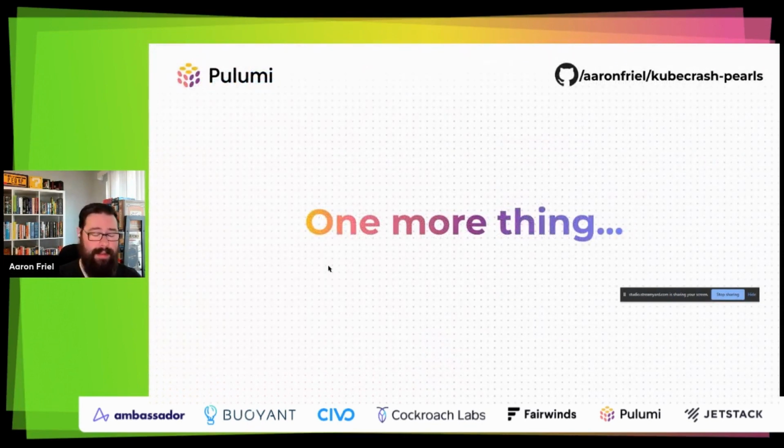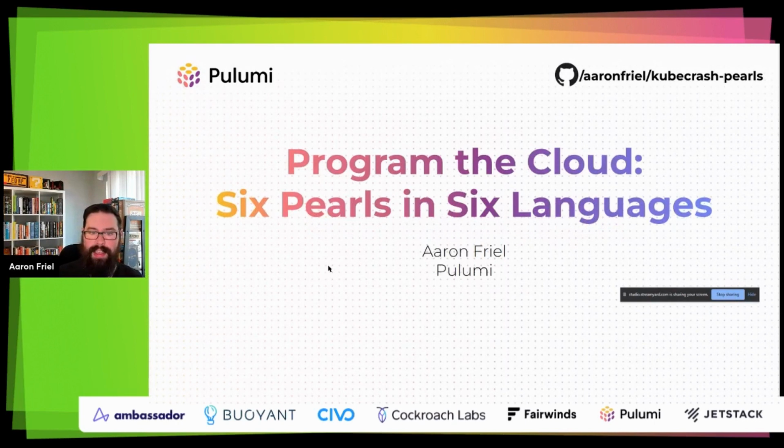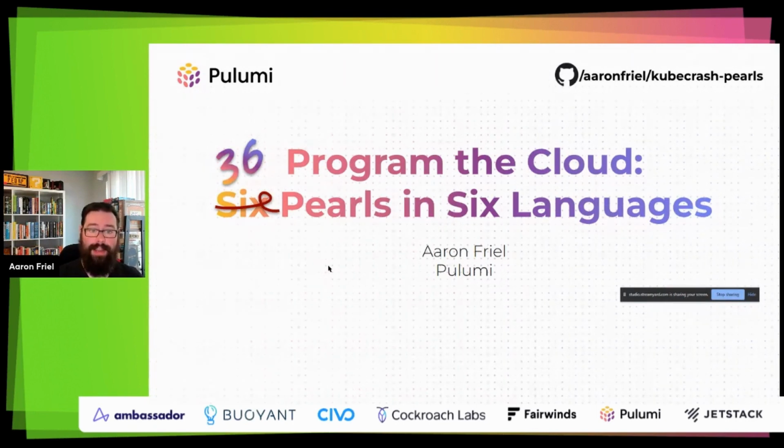And one last thing, if anyone has been following along and has checked out the repo, there is a directory called curtain. So what's behind the curtain is with this demo, you're not just getting 6 pearls in 6 languages, you're actually getting 36 programs written. I actually wrote them originally in Pulumi YAML, and I used Pulumi convert to generate every program that you saw today.